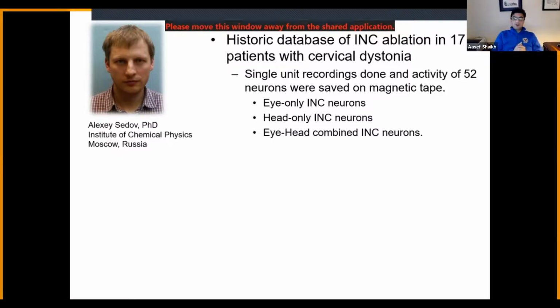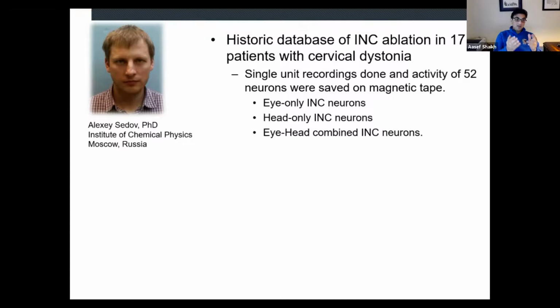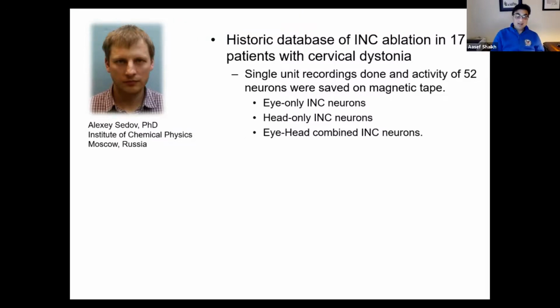And we know from the monkey nucleus of Cajal that these three neurons exist in monkeys. But what Alexei found, or his mentor found, and we published further, is that the human nucleus of Cajal also had eye, head, and eye-head combined neurons. So we had these cells.